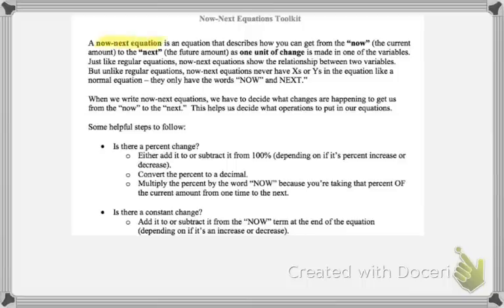As you can see here, a now-next equation is an equation that describes how you can get from the now, or the current amount, to the next, the future amount, as one unit of change is made in one of the variables. So for instance, if you're talking about population over time, it would be taking you from 1 year to the next year. It would give you the population from 1 year to the population in the next year.